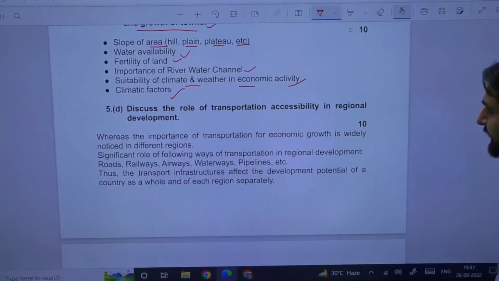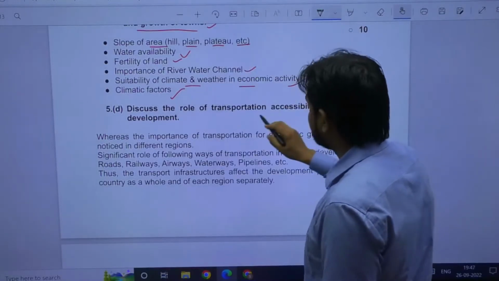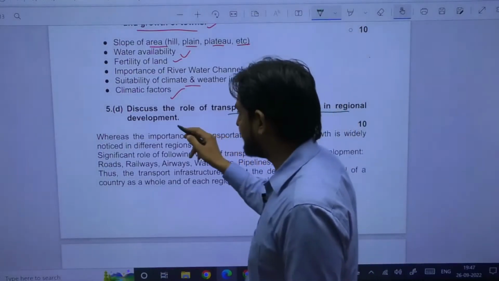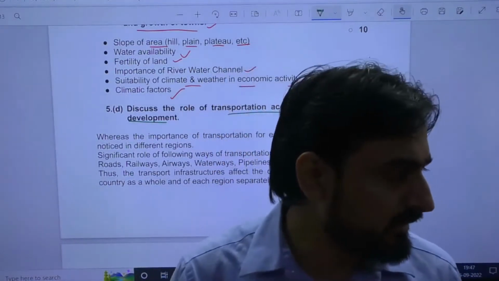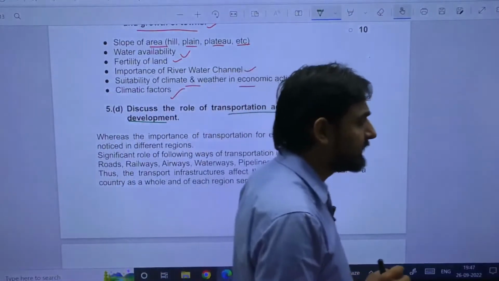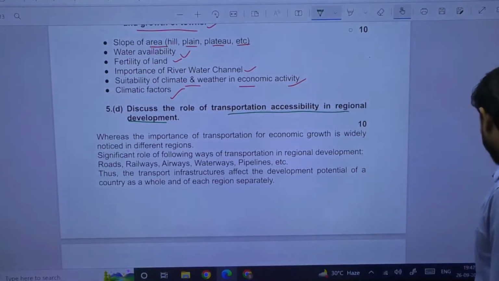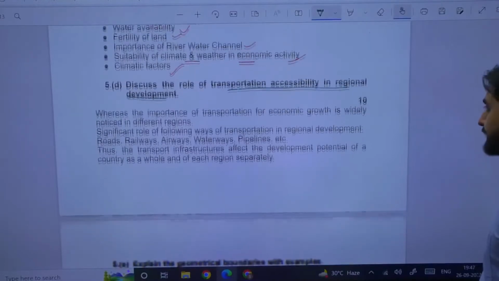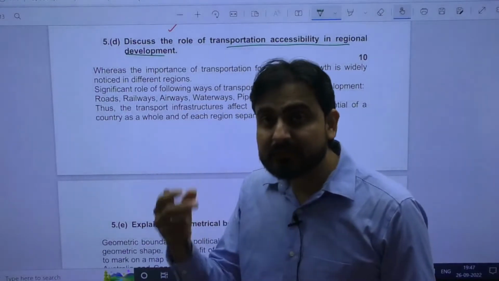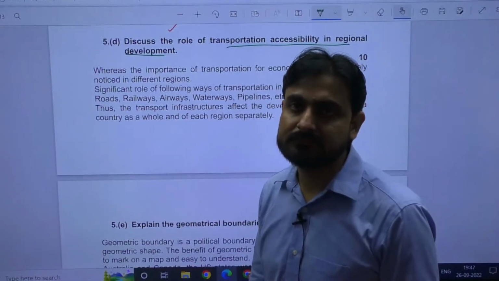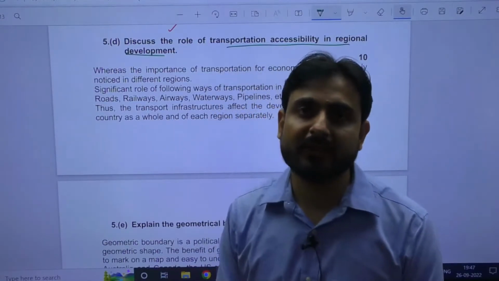Now discuss the role of transportation accessibility in regional development. You need to discuss how transportation is assisting the regional development. Transportation is assisting the regional development because where we have good transportation facilities, we also notice rapid development along the highways, along the railways, along the waterways, along the airways.